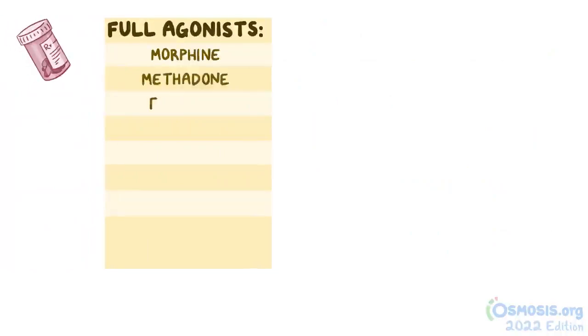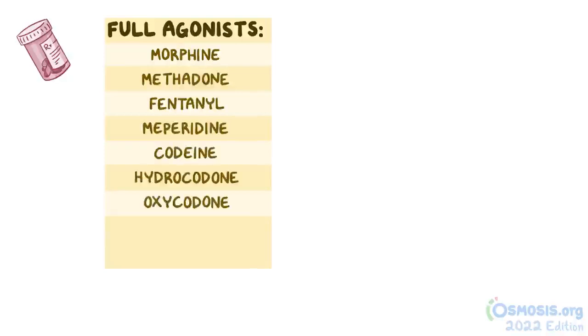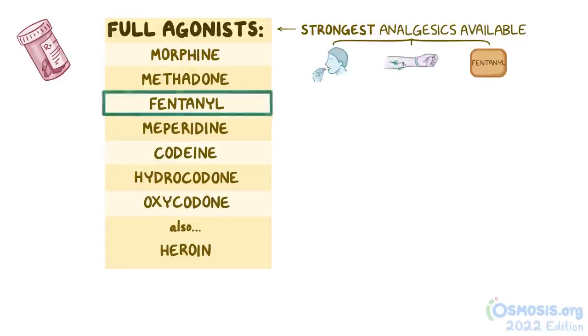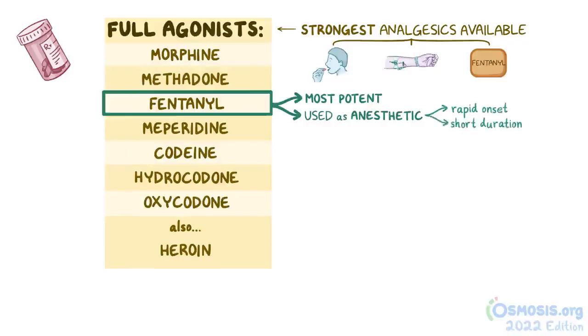First, let's look at some full agonists. Commonly used medications in this class include morphine, methadone, fentanyl, meperidine, codeine, hydrocodone, and oxycodone. Although not a medication, heroin is also a full agonist. Since opioids are the strongest analgesics available, they can typically be given perorally, intravenously, or through patches in the case of fentanyl to control pain that couldn't be eased with non-opioid medications. Fentanyl is the most potent full agonist, and it's also used as an anesthetic medication due to its rapid onset and short duration of action.